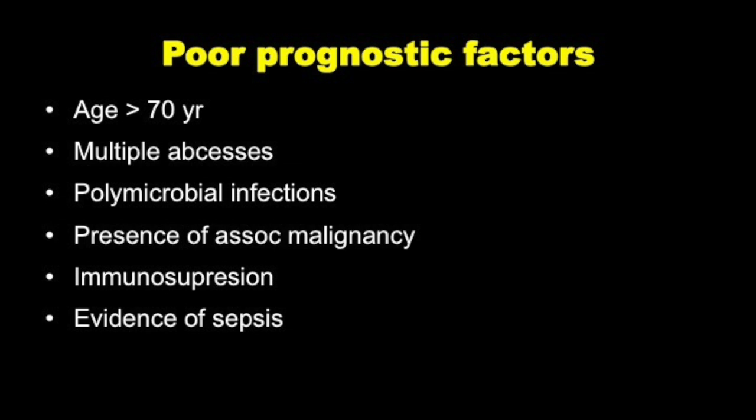If a patient has multiple, okay, maybe the more than 70 years may not apply to us in pediatrics, but those who have multiple abscesses tend to have a poorer prognosis. Those infected with more than one organism also have poorer prognosis. And those with the presence of a hepatic malignancy or another malignancy, and then they get a liver abscess, tend to have a poorer prognosis. And those who are immunosuppressed from one condition or another, and if there is evidence of septicemia.